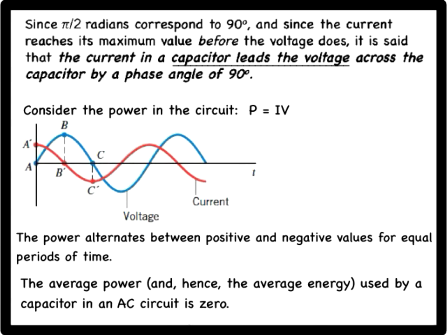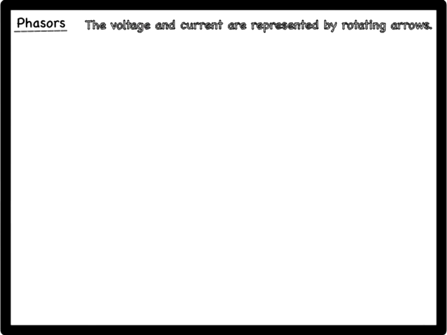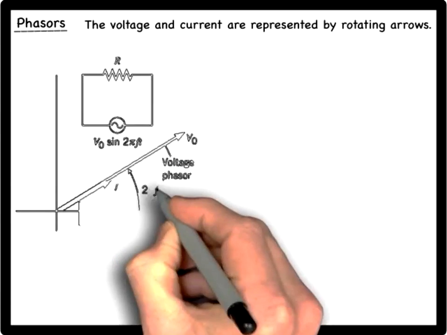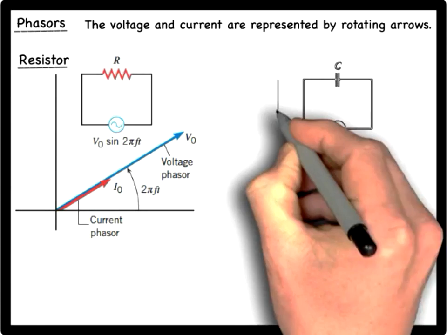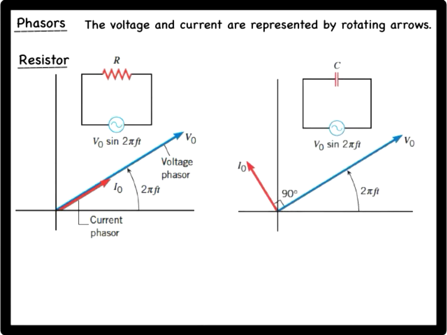As a final topic of this section, we want to introduce a model that will help us in analyzing AC circuits. In this model, voltage and current are represented by rotating arrows, often called phasors, whose lengths correspond to the maximum voltage V0 and maximum current I0, as the figure indicates. These phasors rotate counterclockwise at a frequency f.